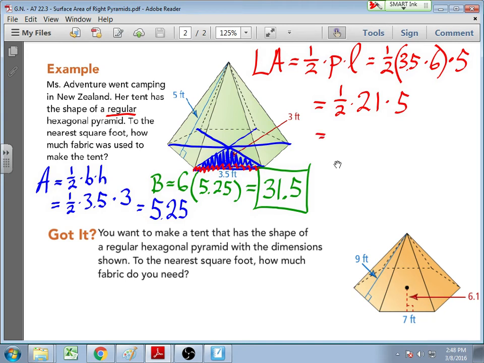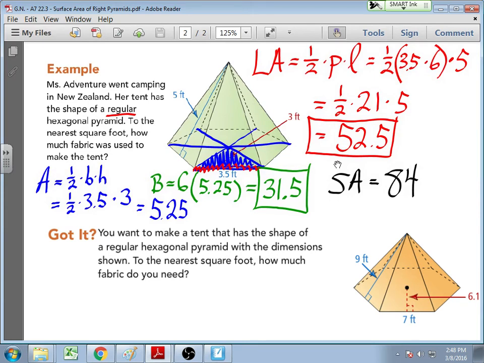I can do the multiplication in any order I want, or I can just do it straight through. So I'm going to do the whole thing straight through. Half of 21 is 10.5. Then times 5 gives me 52.5. So if that is my lateral area, and we know that our 31.5 down here is the area of the base, then our final surface area is just going to be the sum of those two. So we'll take the 52.5, add 31.5 with it, and we find out that our surface area in total is 84 feet squared.